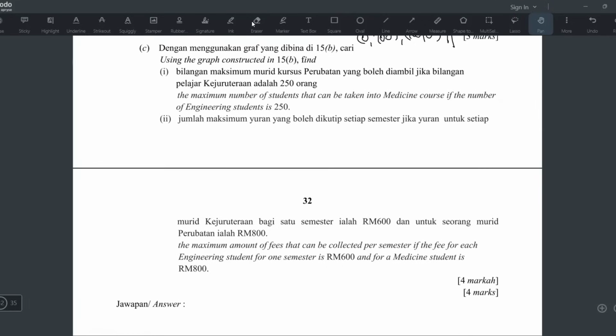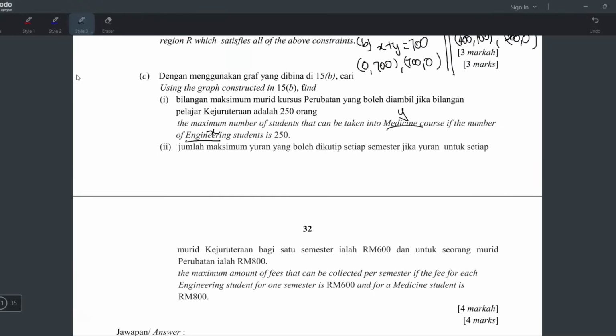So now let's do C. Using the graph constructed in 15B, find number 1, the maximum number of students that can be taken into the medicine course if the number of engineering is 250. I still remember engineering is X, medicine is Y. When I do this question, I will use the shaded region. Confirm you'll be needing the shaded region.